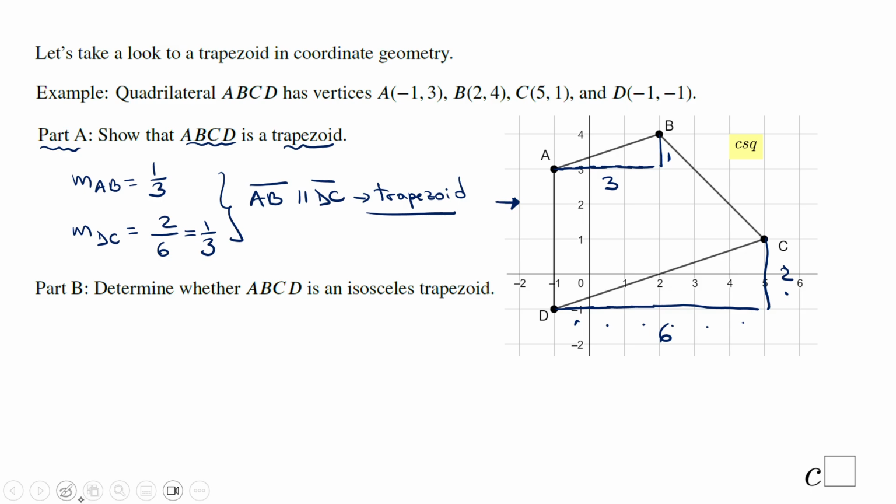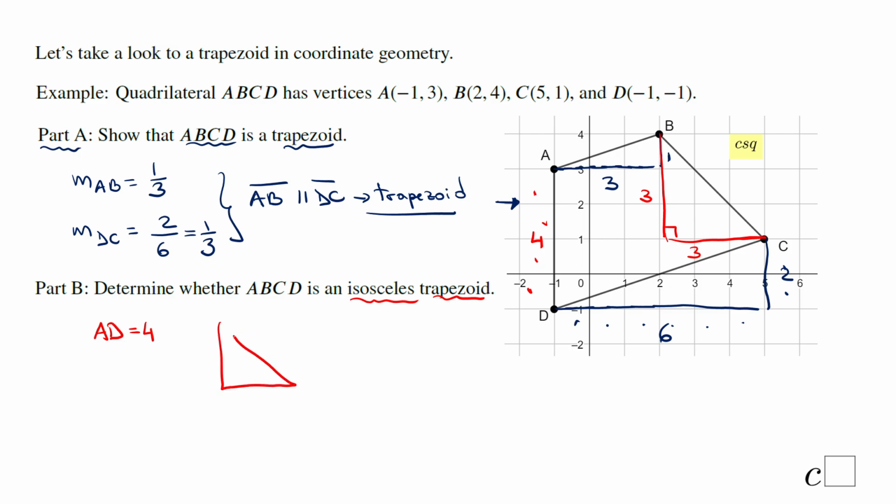Now on part B, we are asked to see if this is an isosceles trapezoid, which means we need to take a look at the length of AD, which is easy. The length of AD is 1, 2, 3, 4. We can simply count. And then let's take a look at the length of BC. For that, again, I'm going to use this classic triangle. And if you notice, this is 3, this is 3, this is a right triangle. I can use the Pythagorean theorem to find how long BC is, or if you learned special triangles, that's another way to do it.